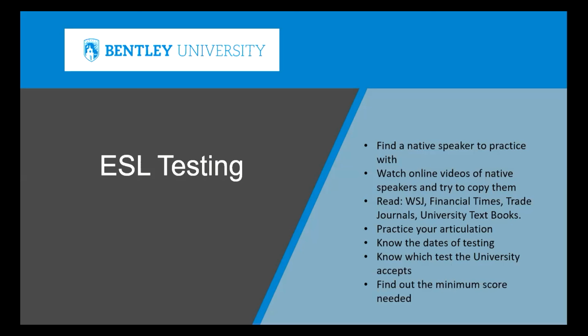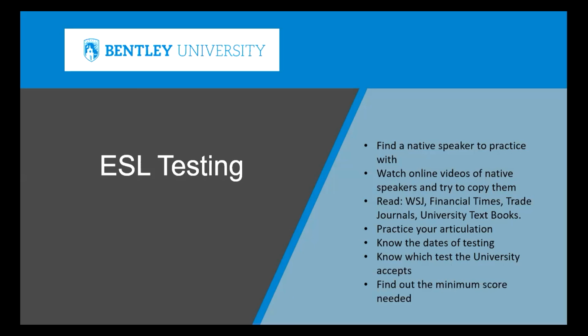Also read a lot in English, but make sure you're reading at a high level. You could read things like the Wall Street Journal, the Financial Times, trade journals, university textbooks, something of a higher level of standard. You don't want to be reading basic stuff. You want to make sure that you're really challenging yourself. Again, practice your articulation, practice your pronunciation of words. That can be really important.